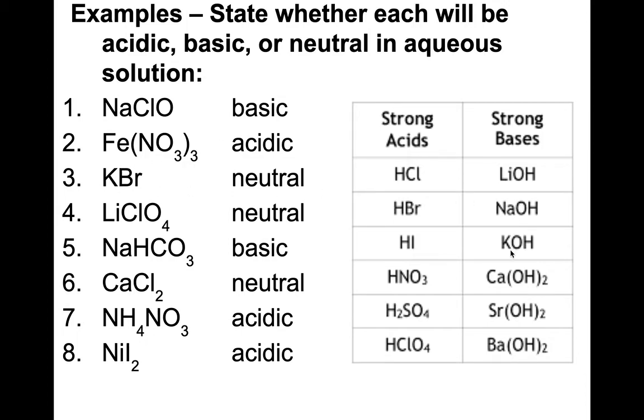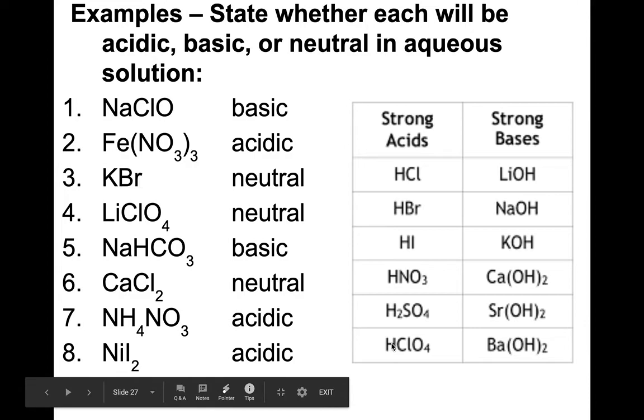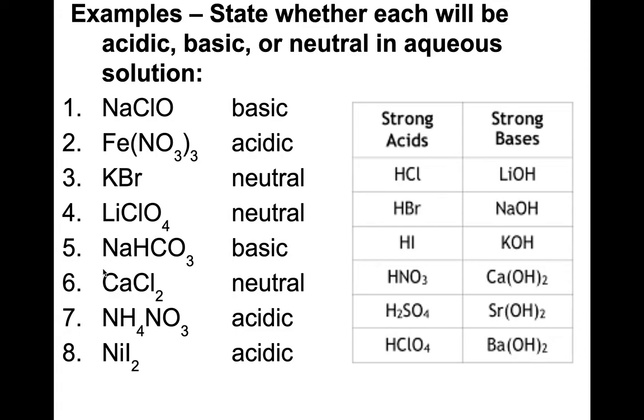Potassium, the conjugate acid of a strong base, will have no effect. Bromine, as the conjugate base of a strong acid, will have no effect, and so our solution is neutral. Lithium, as the conjugate acid of a strong base, is neutral. ClO4, as the conjugate base of a strong acid, is neutral. Our solution is neutral. Sodium, again, the conjugate acid of a strong base, is neutral. HCO3 is the conjugate base of a weak acid. It doesn't appear here. It is basic.